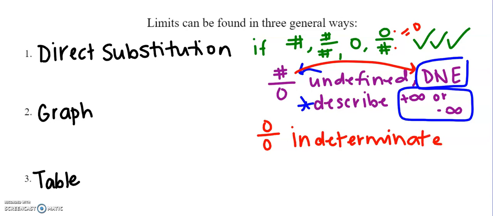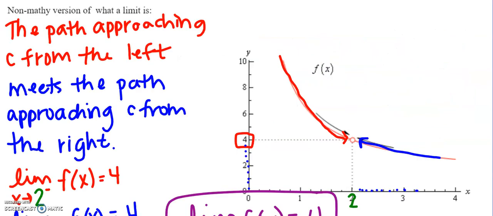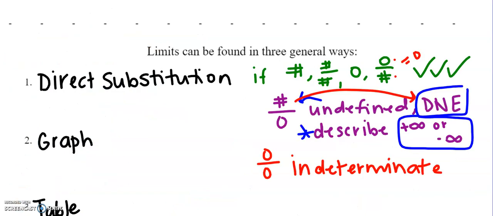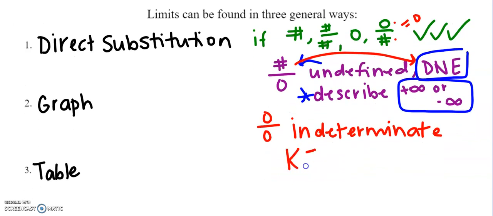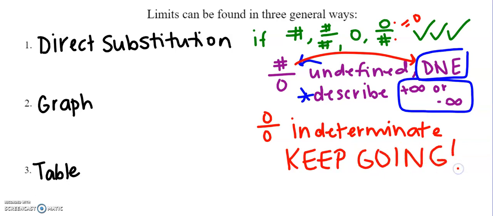Now, little hint, 0 over 0 means you found a hole in the graph. And just like that last one where we had a big pothole on our function, the limit still existed. So this limit will exist. We just have to do a little bit more math to figure it out. And that's what the next video will focus on, is how do you do that extra math? How do you keep going when you get 0 over 0 to find that limit?